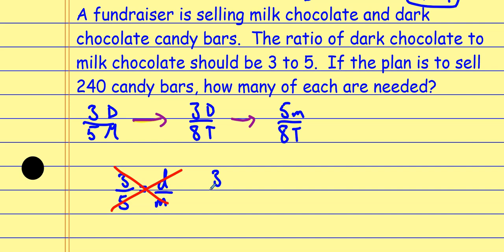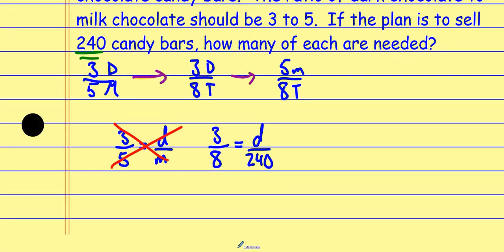If I use that second one, it's 3 over 8. That's dark chocolate over total. So I don't know how many dark chocolate candy bars, so I'll call it D, but I do know the total. It was written right here as 240 candy bars. And see, now I can cross multiply and solve this thing. Okay, D times 8 is an 8D. 3 times the 240 is a 720. And now I can divide each side by 8. So that gives me 90.